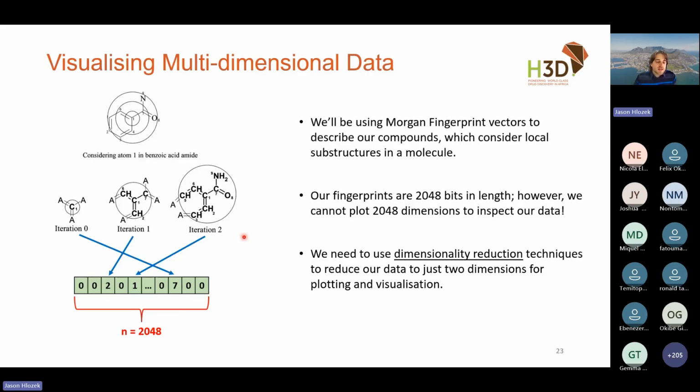So now if we start thinking about how do we actually use this representation of our molecules, if we have an unsupervised task, so we don't have labels, well, the common thing to do is to plot this data to visualize it. But as humans, we really struggle to visualize anything above 3 dimensions, right? So 2048 dimensions of data, we can't very easily visualize that. And so we use a set of techniques called dimensionality reduction, where we want to go from our high dimensional space down to just a few dimensions where we can plot our compounds and see how they relate to each other.